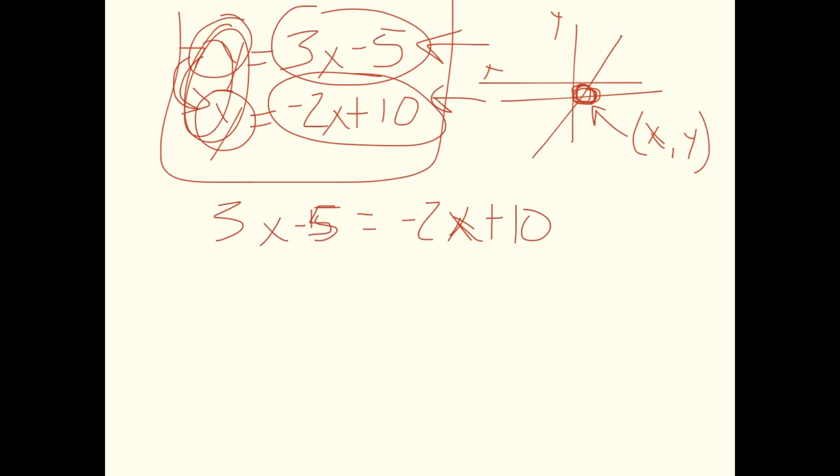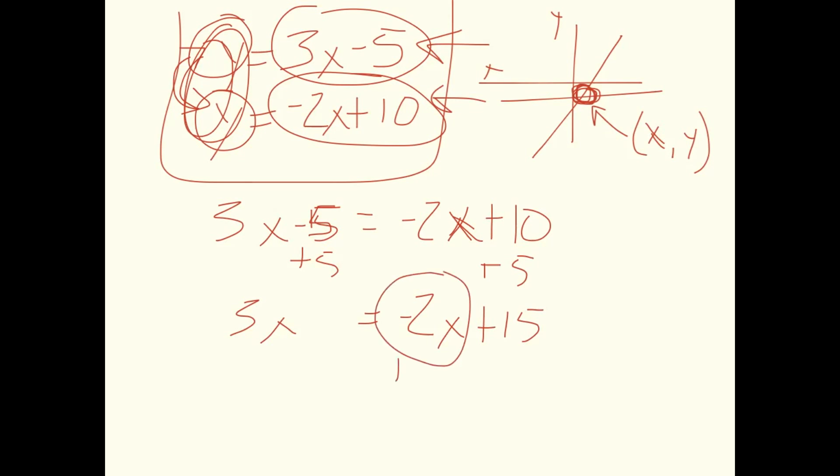Okay, so I would get the regular numbers together. They're hanging out. What up, regular number? Bring down everything. Don't skip it. Plus 15. And then I need to get rid of my negative 2x to get my x's together. So I'd add 2x to both sides.